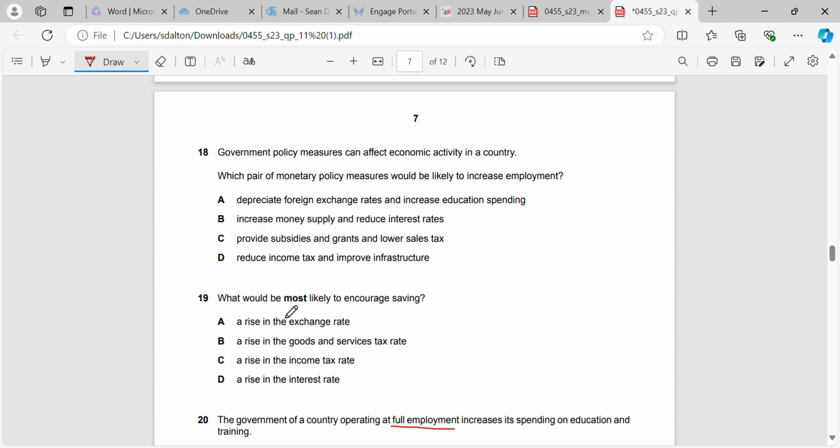Okay, what would be most likely to encourage saving? Correct answer here would be a rise in the interest rate. Rise in income tax rate would mean less saving is available. Rise in goods and services tax rate, that depends on the type of good and service. That may actually encourage saving in a way, but it depends. If the good or service is a necessity, for example, people will still have to buy it anyway. Interest rates, we know, is a monetary policy, and it will encourage people to save money and to borrow less.